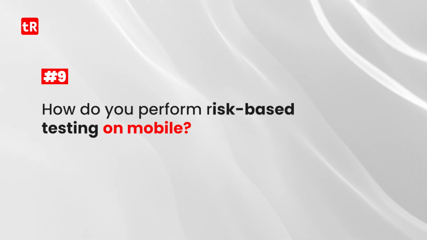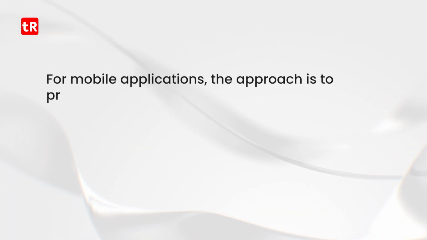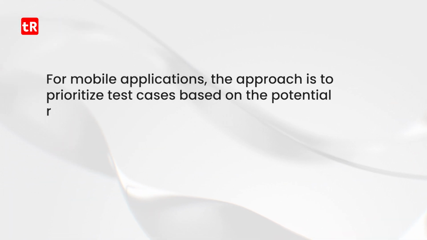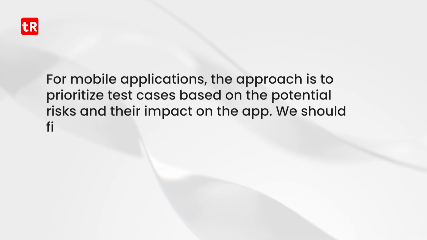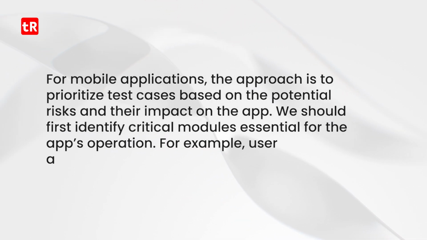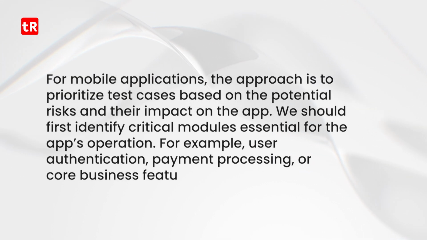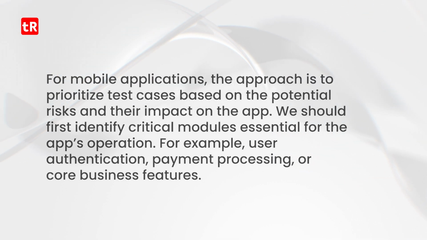How do you perform risk-based testing on mobile? Our sample answer is, for mobile applications, the approach is to prioritize test cases based on the potential risks and their impact on the app. We should first identify the critical modules essential for the app's operation. For example, user authentication, payment processing, or core business features.